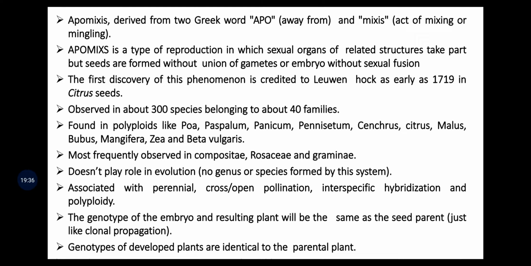Remember, apomixis has not played any evolutionary significance so far. That means apomixis is an advantage to one generation only. Over a period of time, none of the differences are observed in different generations or in heredity or the evolutionary process. This has not played any role. It is associated with perennial cross-pollination or interspecific hybridization along with polyploidy. The genotype of the embryo and resulting plant will be the same as the seed parent, just like clonal propagation. Genotypes of developed plants are identical to the parental types, just like clones.